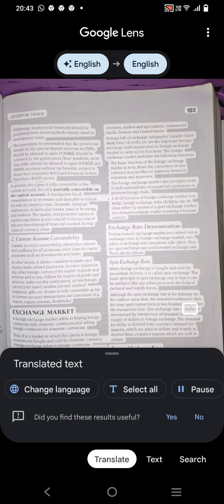The exchange rate of the dollar is determined by the intersection of demand for and supply of dollars in the foreign exchange market. The demand for dollars is derived from a country's demand for imports, which are paid in dollars, and supply is derived from a country's exports, which are sold in dollars.